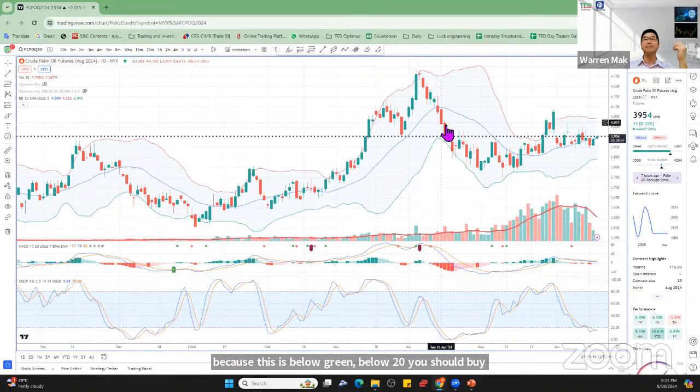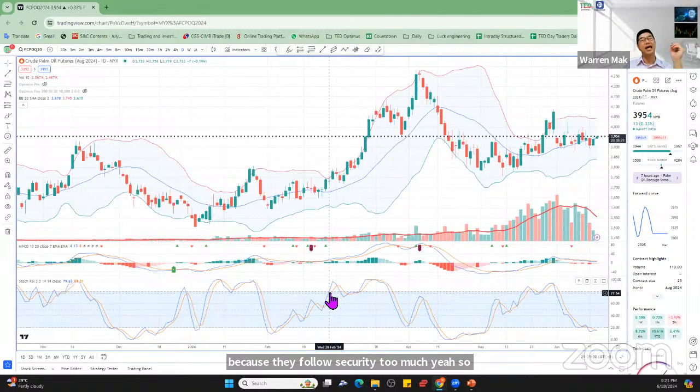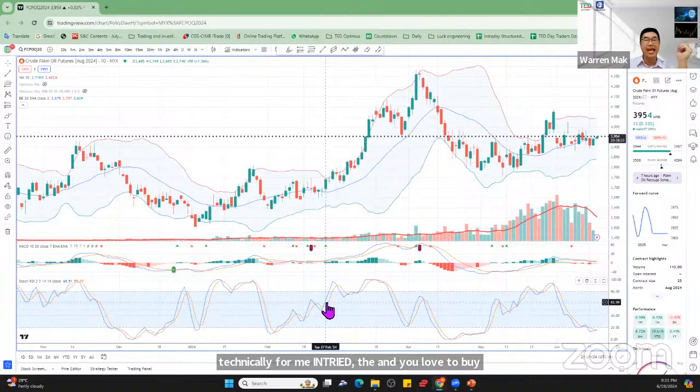When you buy here, the price keeps on dropping until here. That's why that is not the correct way of doing it. Most people lose money using charts because they follow book theory too much. Technically, for me, as an intraday trader, I love to buy when the RSI is above 50 and above.